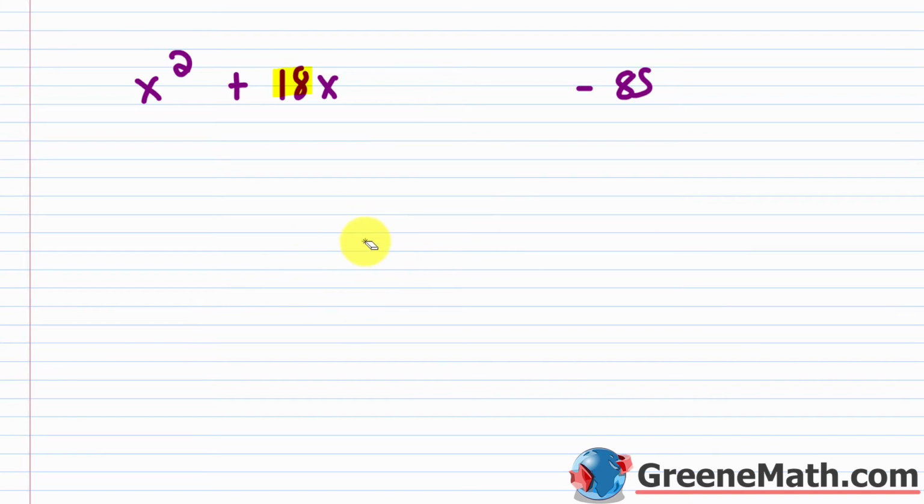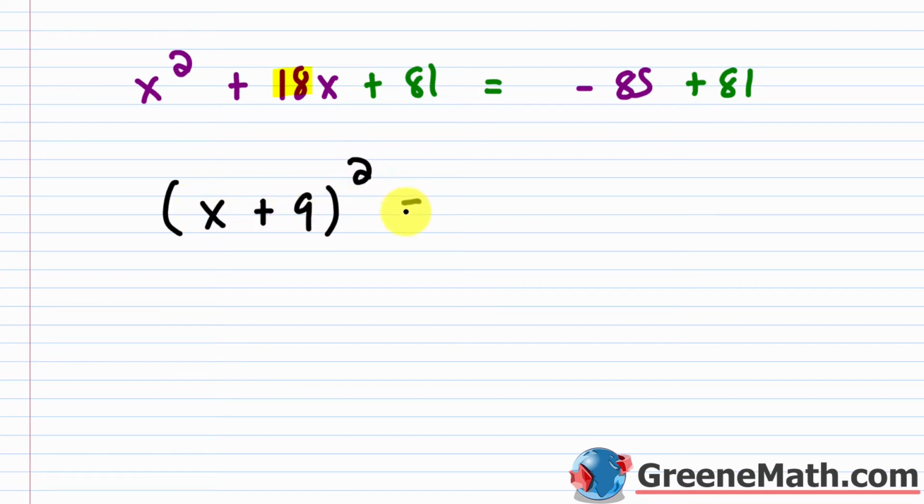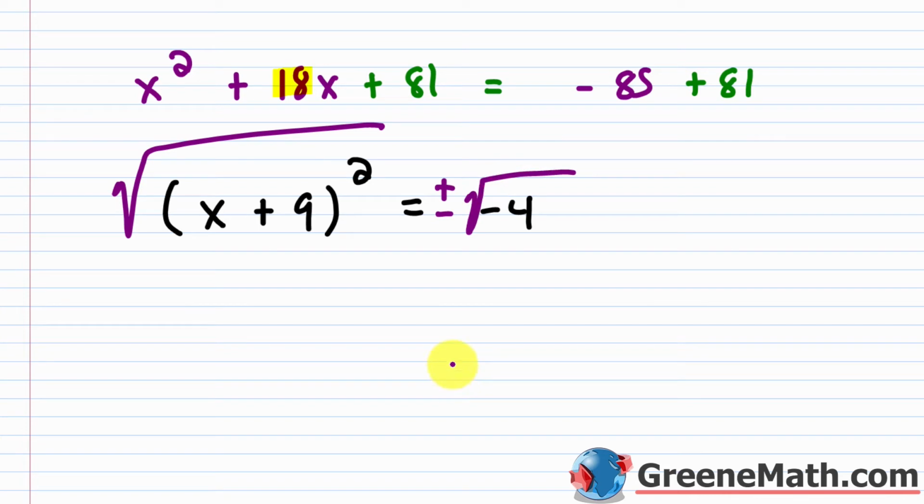So I add 81 on the left side. That completes my square. To make it legal, I've got to add 81 on the right side as well. On the left, I can now factor this as x plus 9, that quantity squared. On the right, negative 85 plus 81 is negative 4. Now I can solve this using my square root property. I can take the square root of this side, and then again you've got to do plus or minus the square root of this side. So this quantity here, x plus 9, is what we're going to have on the left.